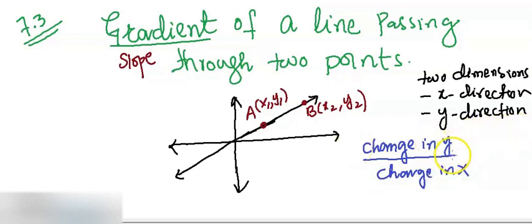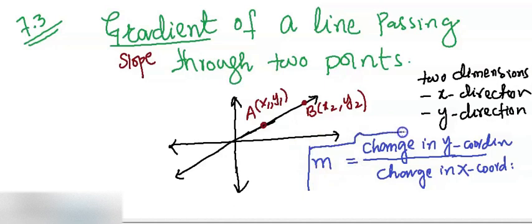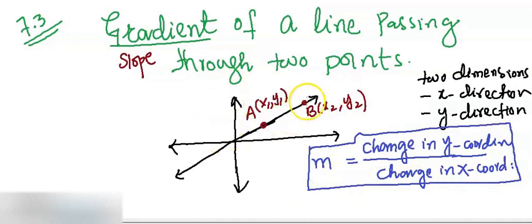So we can say that the change in y coordinate over the change in x coordinate, we call this thing the slope of the line or gradient of the line. We represent it with m. So we are actually looking at what is happening in y when x is changing. So the ratio that is telling you the change in y coordinate with respect to change in x coordinate, this ratio is the slope.